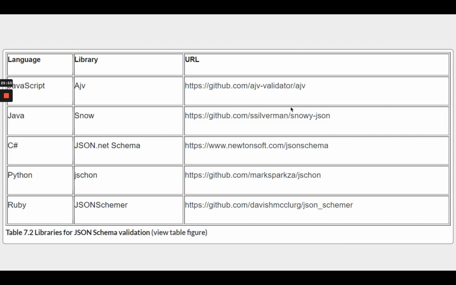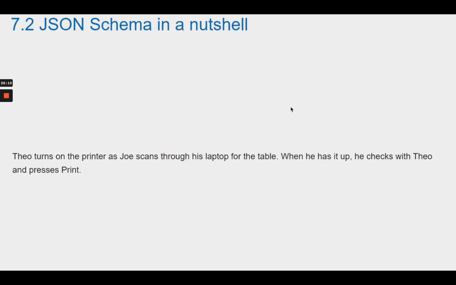Joe: There are a couple of libraries that provide JSON schema validation. They have a validate function that receives a schema and a piece of data and returns true when the data is valid and false when the data is not valid. I just happen to have a file in my laptop that provides a table with a list of schema validation libraries. Table 7.2. We can print it out if you like. Theo turns on the printer as Joe scans through his laptop for the table. When he has it up, he checks with Theo and presses print.